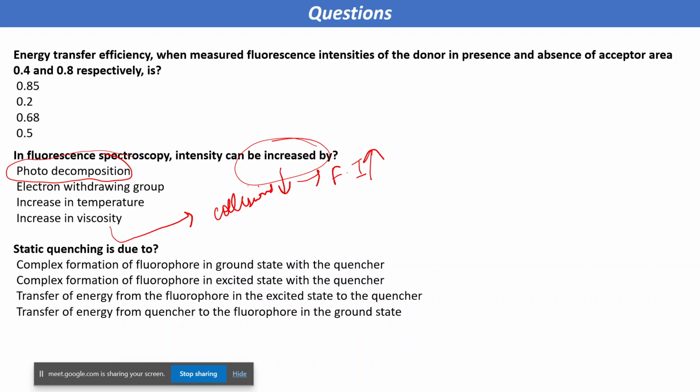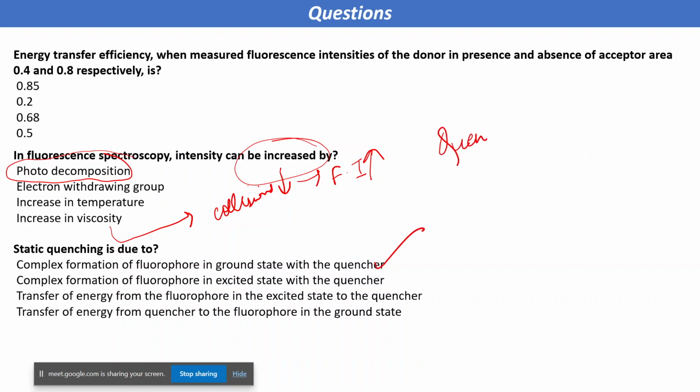Next question is about static quenching. Static quenching is due to complex formation of the fluorophore in the ground state with a quencher, complex formation of the fluorophore in the excited state with a quencher, transfer of energy from the fluorophore in the excited state to the quencher, or transfer of energy from the quencher to the fluorophore in the ground state. What will be the answer? Why does static quenching occur? Option A, correct. It will be complex formation of the fluorophore in the ground state with the quencher.